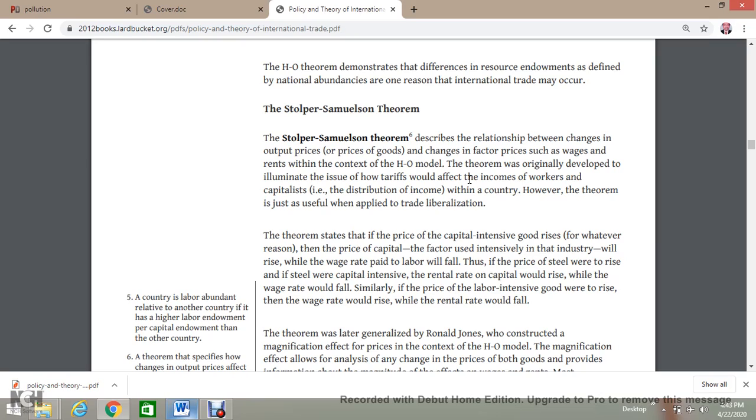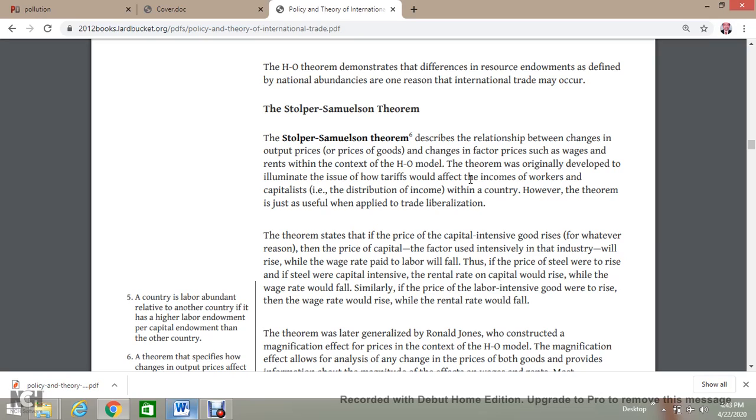If the price of these capital intensive goods increases in the market, then automatically the price of the capital used in manufacturing these commodities in the industry will also rise. On the other side, the wages paid to the workers, the laborers working in the industry, will fall. Now let us understand with a small example.